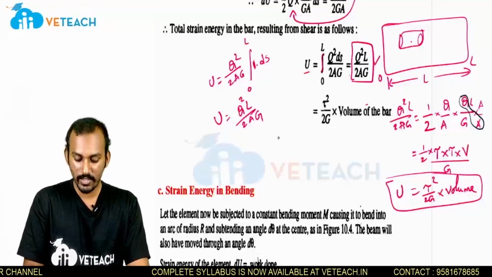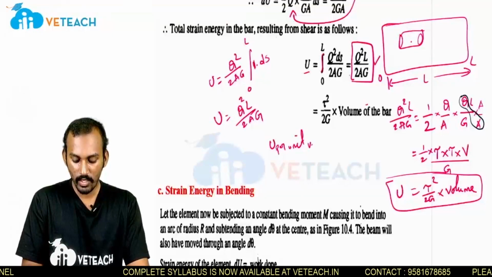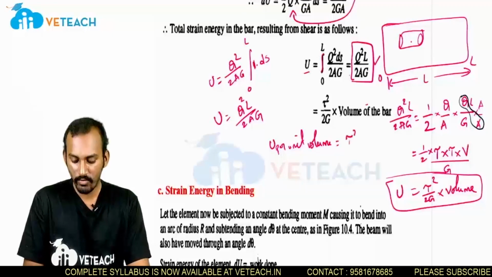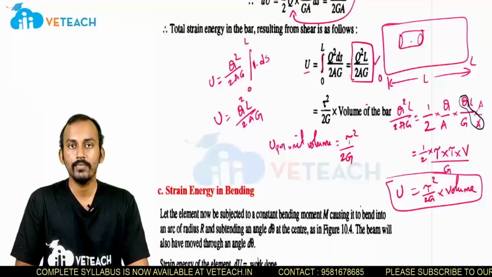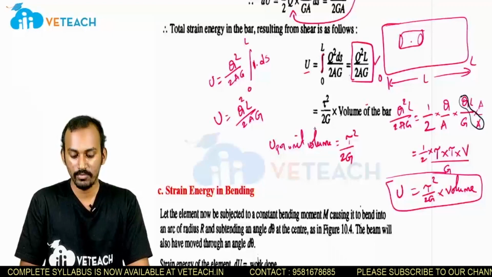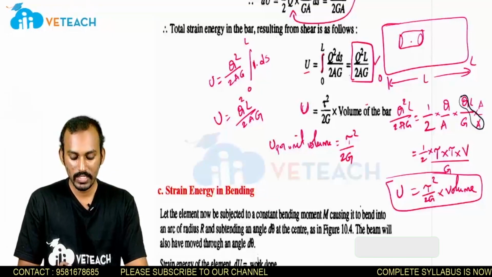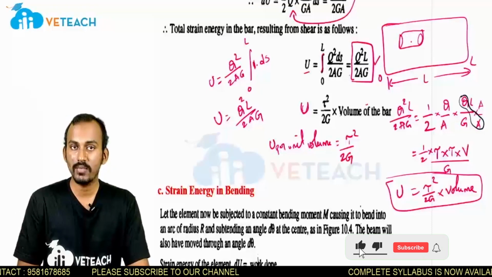If you want strain energy per unit volume, then what is the formula? So per unit volume means we have to divide this entire equation by volume. Now we will remain with tau square by 2G. This is the strain energy per unit volume and this is just the strain energy in the entire body. Okay, so this is the strain energy when a body is subjected to shear.